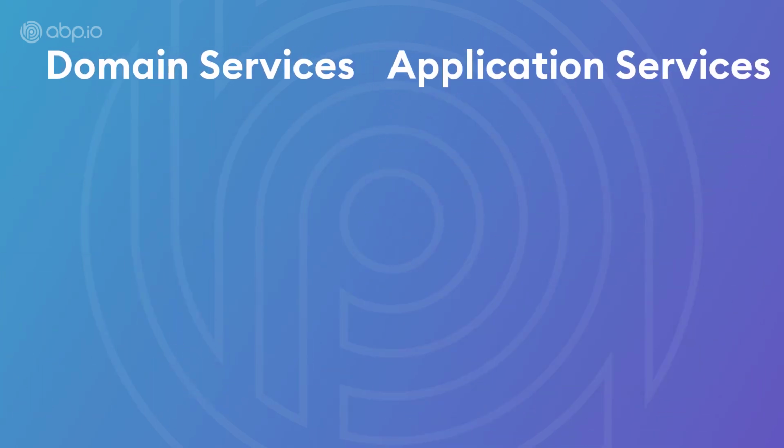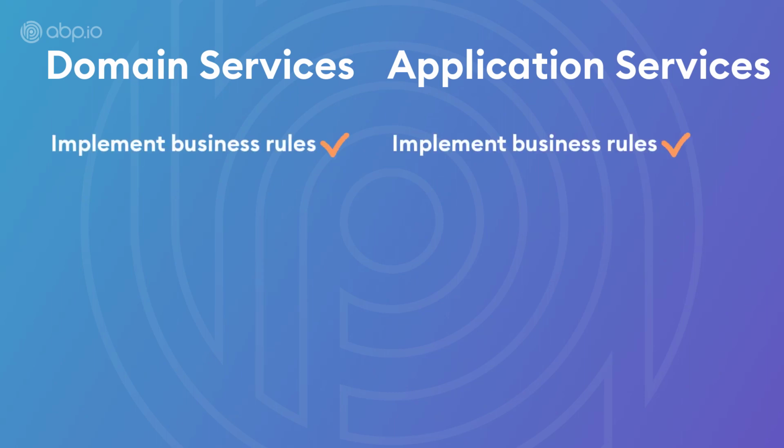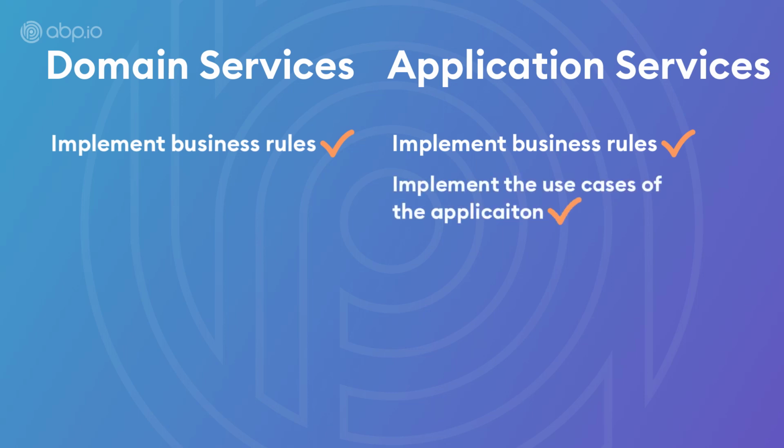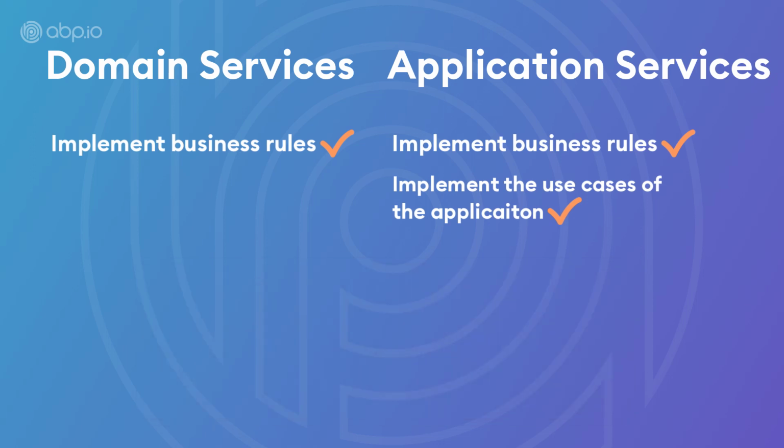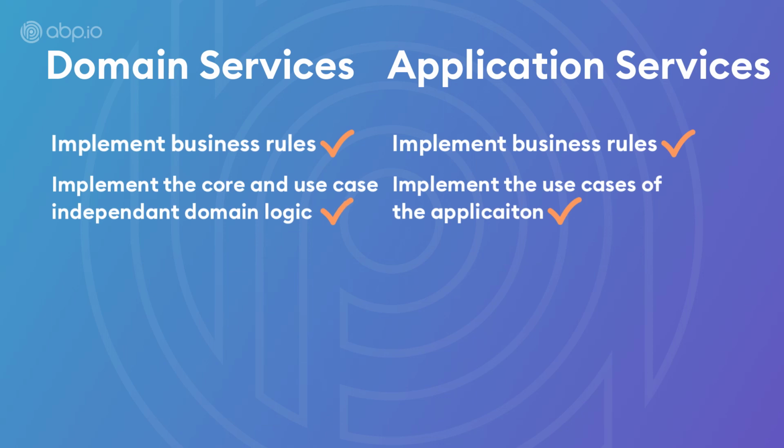So what is the difference between the application services and the domain services? They both implement business rules, right? However, application services implement the use cases of the application, the user interactions in a typical web application, same as we've seen in the to-do web application video. Getting the list of the to-do items, inserting into the list, and deleting, right? That's the application services. The domain services, however, implement the core and use case independent domain logic.